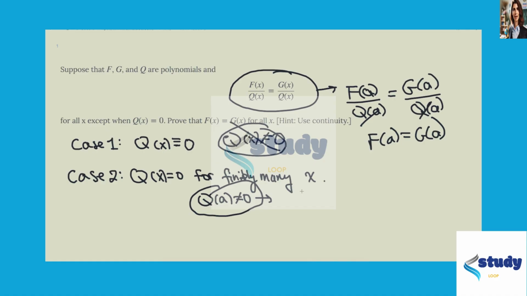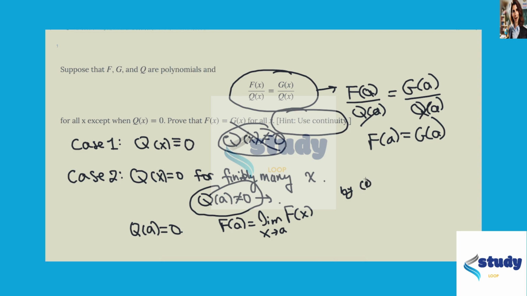Now suppose that Q of A does equal 0. This is where we'll have to use the continuity, and that's what the hint is suggesting. So F of A, we can write this as a limit as x approaches A of F of x. This is by continuity of F. F is continuous because it's a polynomial. This is given.